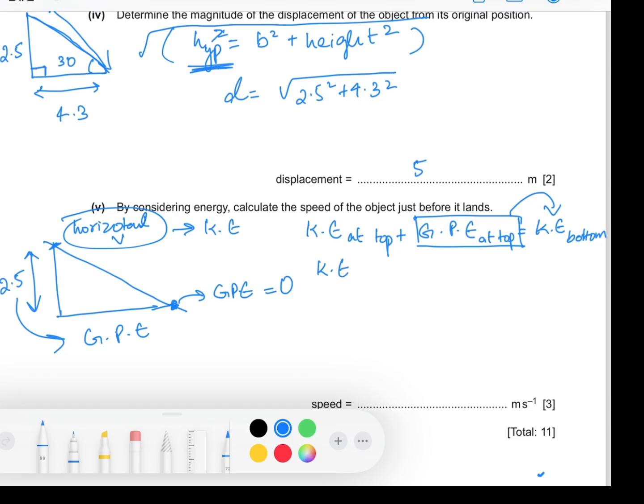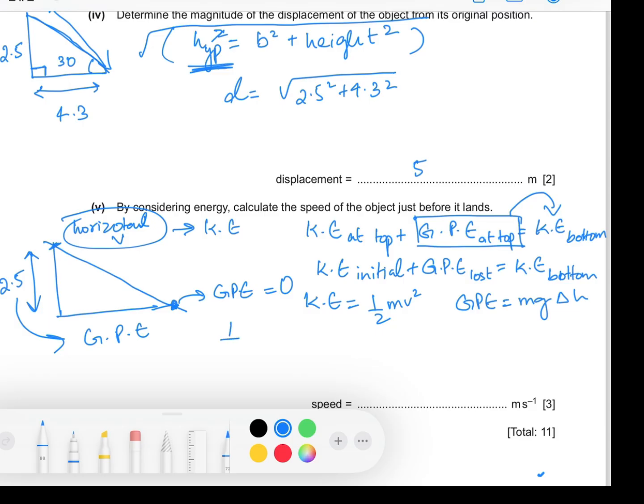So the kinetic energy initially plus the gravitational potential energy lost, the sum of these two energies, will be equal to the kinetic energy at the bottom, where kinetic energy is half mv squared and gravitational potential energy is mass times gravity times change in height. So that means half m times v squared, which is 6 at the top, plus mass times 9.81 times the height at the top, which is 2.5, is equal to half times mass times v squared, which is unknown.